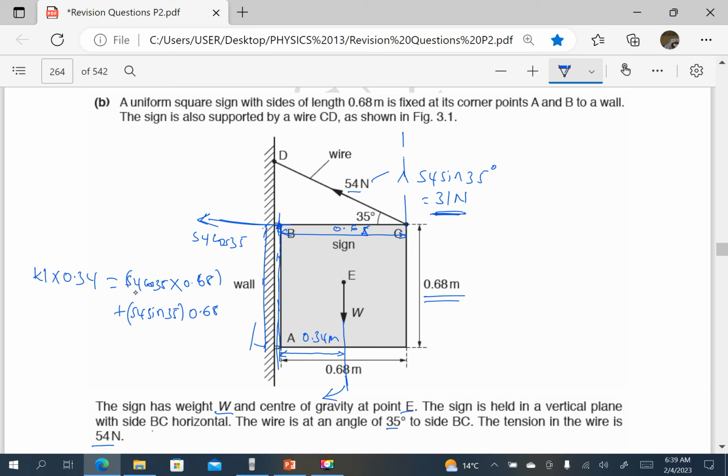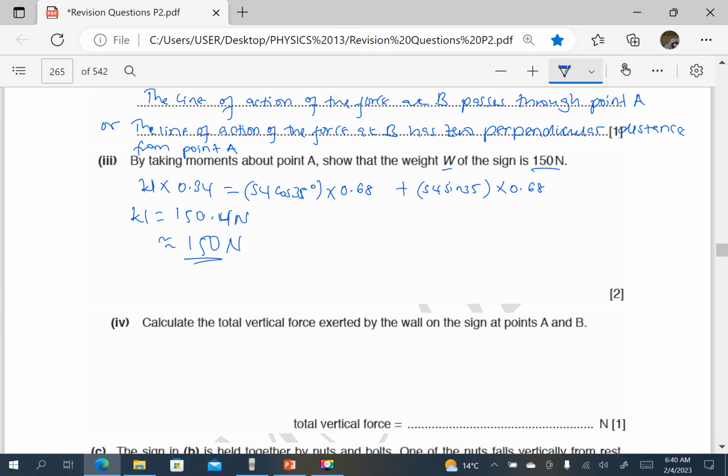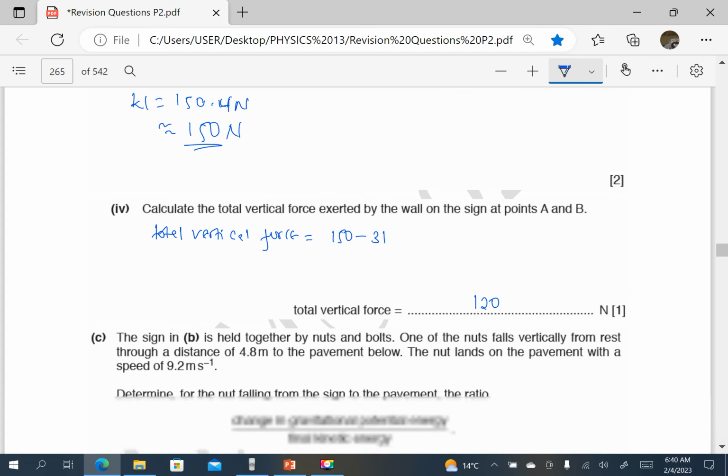The total force acting on A and B should be the balance from the difference between the weight downwards and the component of 54 newtons vertically upwards. And that force is going to be vertical for equilibrium. So total vertical force is going to be the weight downwards, which is 150, minus the component of 54 newtons upwards, which is 31. And that means the total vertical force is 120, and it is acting at A and B. It is vertically upwards to balance the weight downwards.